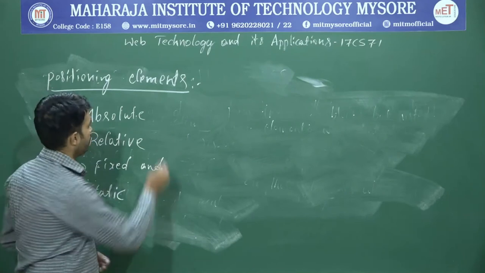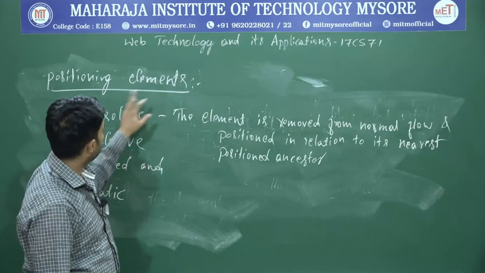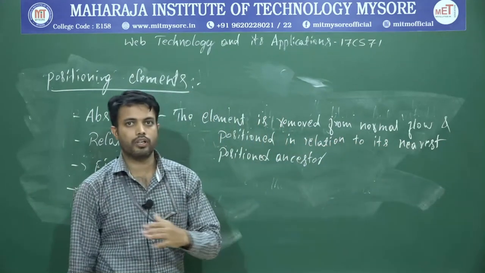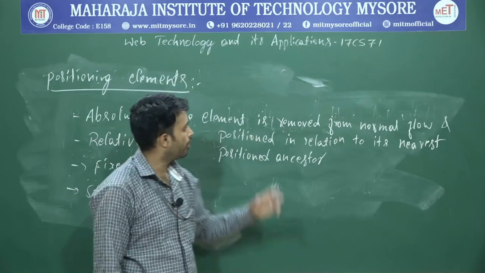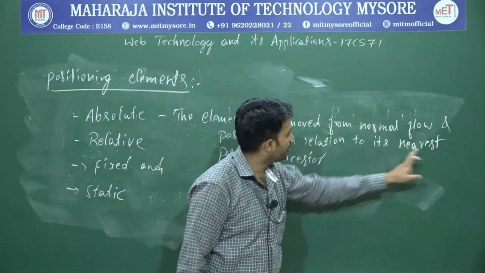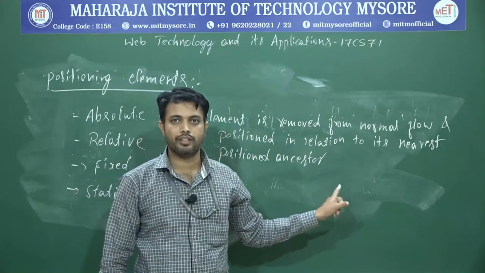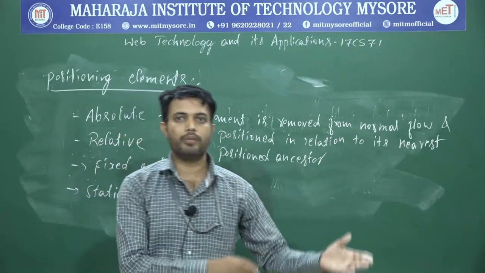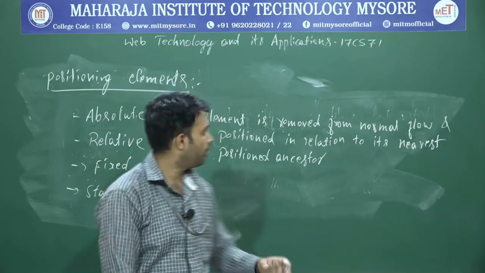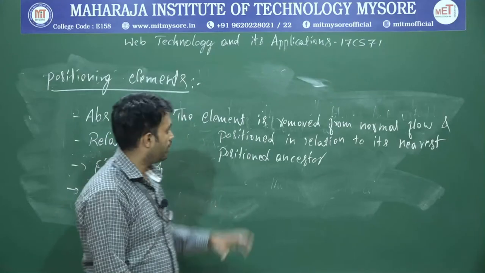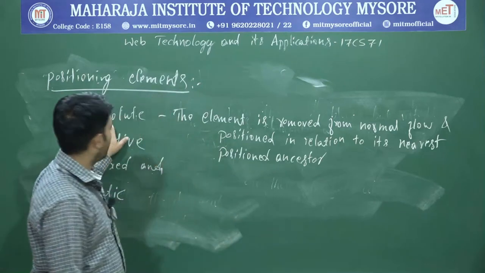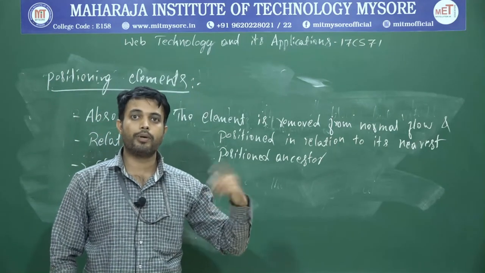So what do you mean by absolute? Absolute position is nothing but the element is removed from the normal flow. Actual normal flow is from left to right and top to bottom, is it right? It has been removed from that normal flow, and is positioned in relation to its nearest positioned ancestor. That means it is based on the previous element which we already displayed. In relation to that previous element we can define where that new element has to be displayed on a web page. That is absolute.